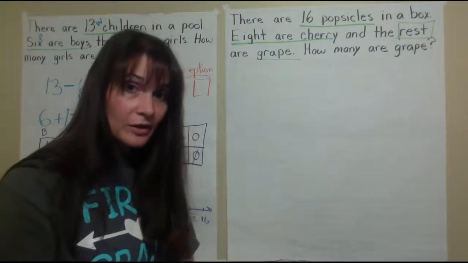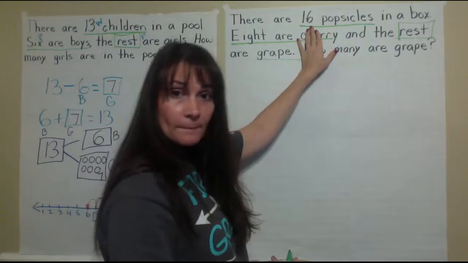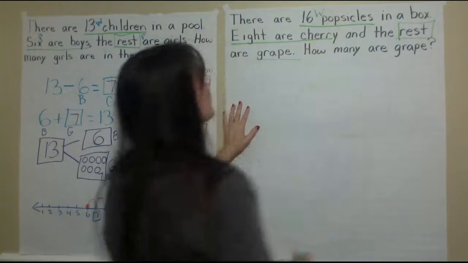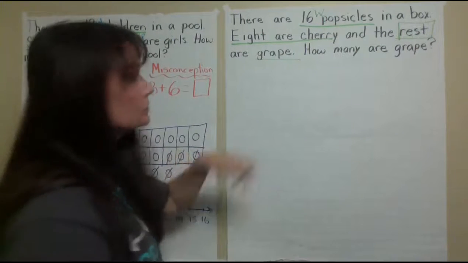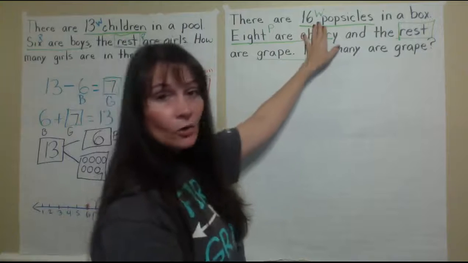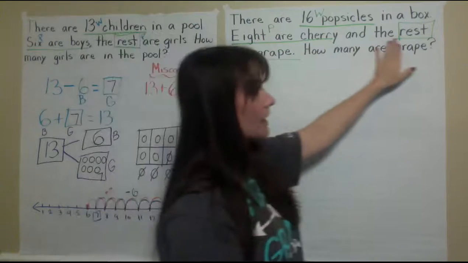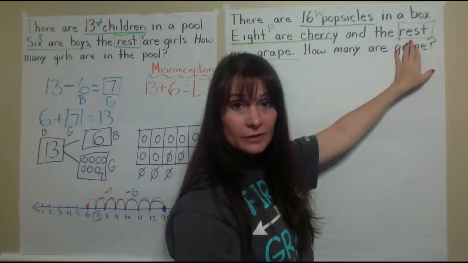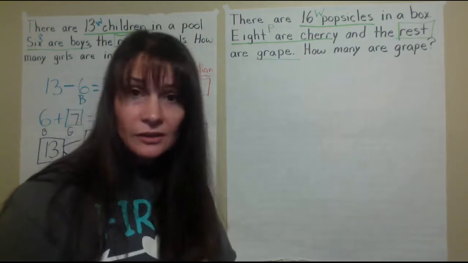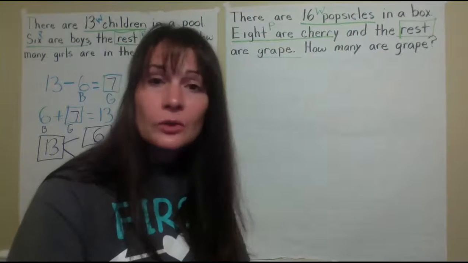Let's think about what we know. If there are 16 popsicles, that is our what? That's our whole. The part that we know is that 8 are cherry. So if my whole is 16, one of the parts is 8. I need to figure out my missing part. On your paper, let's see if you can come up with an equation and a model to solve. Hit pause, and then when you're ready, hit play.